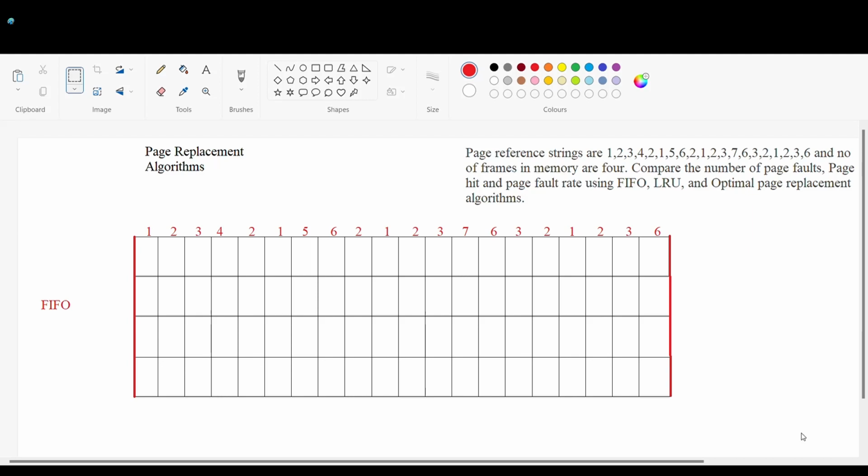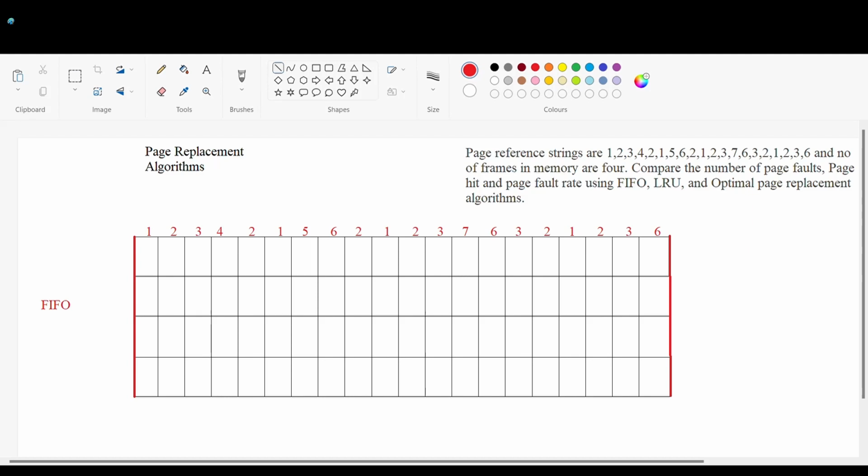The first algorithm is FIFO, first in first out. The pages are loaded into the main memory according to first in first out, and the page that is loaded first will be replaced first, right? The page string given is 1 2 3 4 2 1 5 6. These are the strings that are given. Let's start to solve this question.